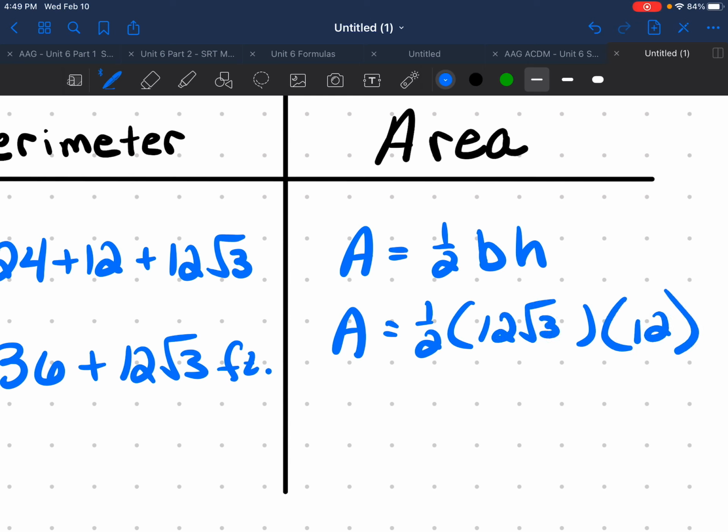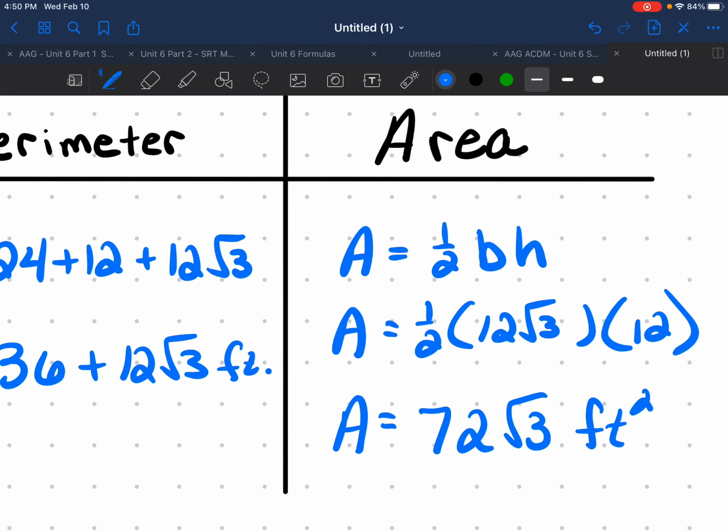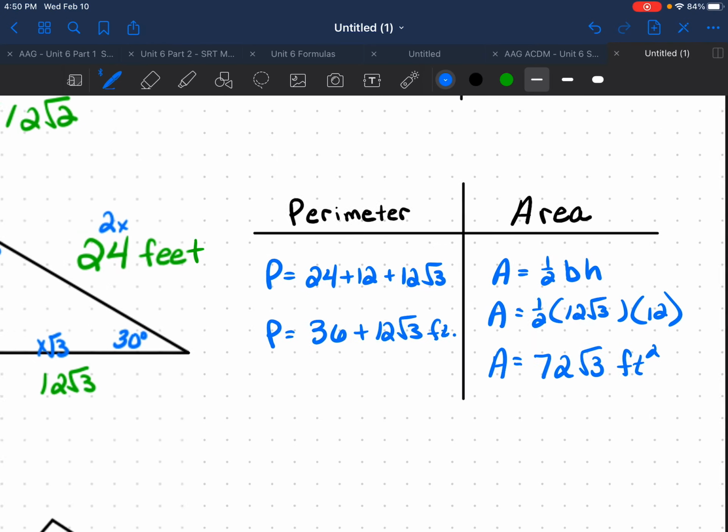Our height was 12. Alrighty, so just like we did in our last example here, I'm going to multiply 1/2 times 12 times 12. If I wanted to, I could do 12 times 12 and get 144, times 1/2 gives us 72 radical 3. So our final area will be 72 radical 3, and of course, feet squared, units squared. Okay, so let me back out.